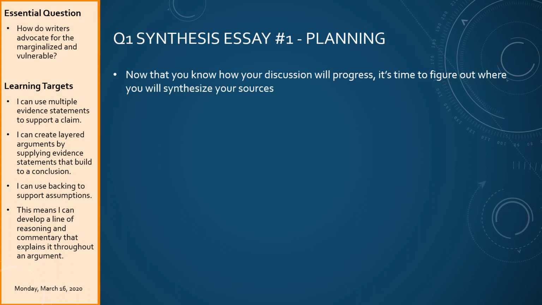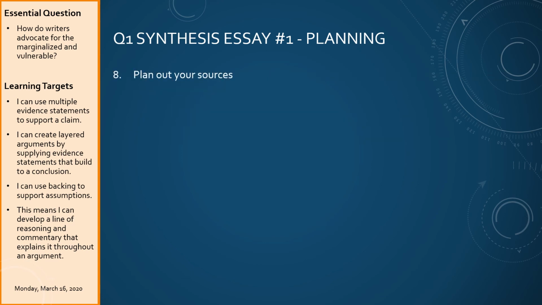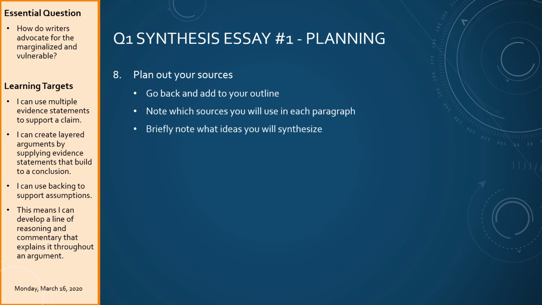Okay, now that you know how your discussion is going to progress, it's time to figure out where you want to synthesize those sources. So you should have a pretty good idea of this already. After all, if you're doing this right, if you're approaching the Q1 properly, that source information should have informed your thesis and your outline. So you should have a pretty good idea already of where you want this stuff to go. So, step 8, go ahead and plan out your sources. Go back to your outline and add to it. Note which sources you will use in each paragraph, and briefly note what ideas you want to synthesize from those sources.